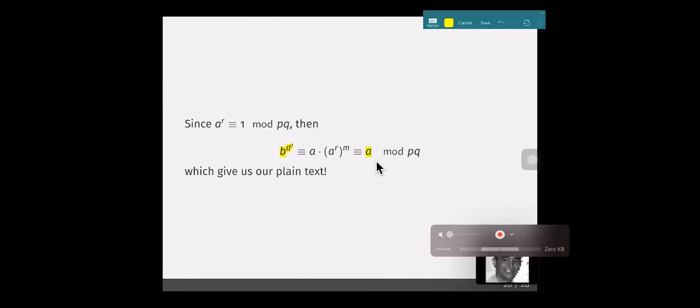So in other words, we have just demonstrated that even without the private key, if you are able to get the period, then you can still decrypt the encrypted text. And that's the end of the session, guys. Any questions?